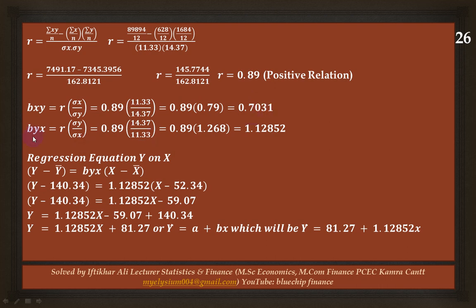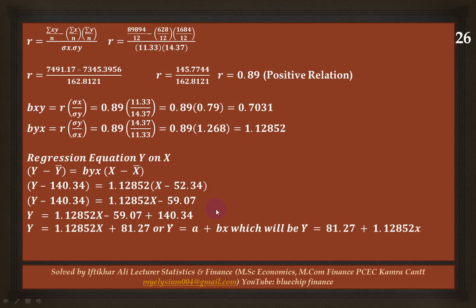Regression coefficient y on x, just we replace or alter the formula, correlation coefficient multiplied by standard deviation of y over standard deviation of x. So simply we put the values into the formula and answer is 1.12852. So regression equation y on x is here, y minus y bar equals to beta y on x multiplied by x minus x bar.